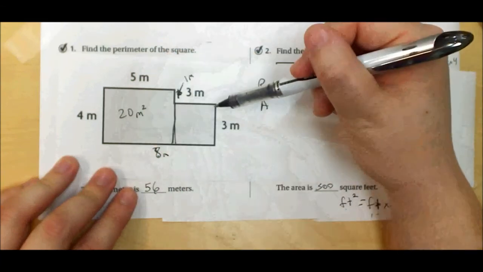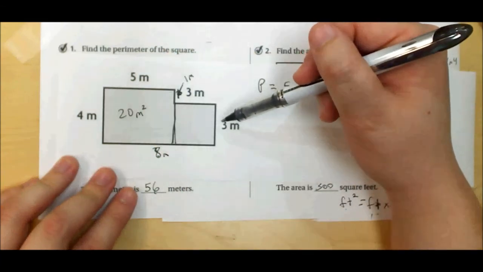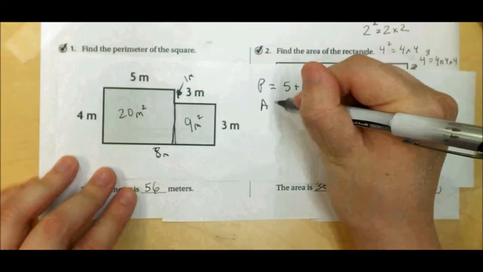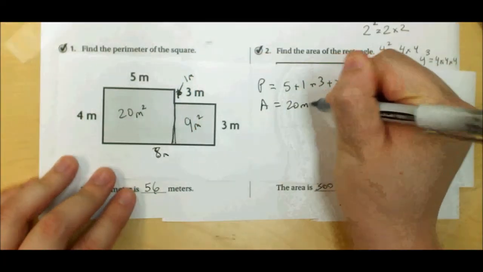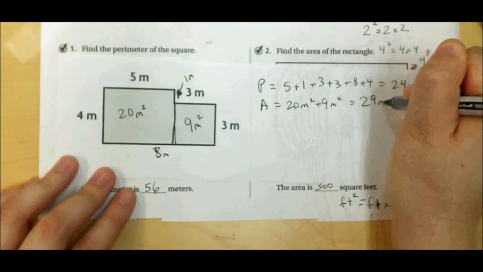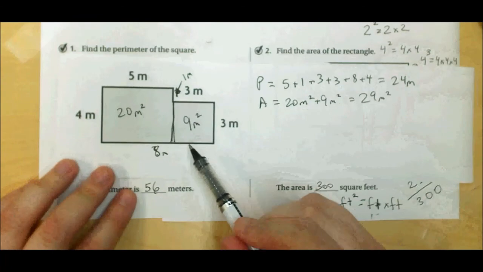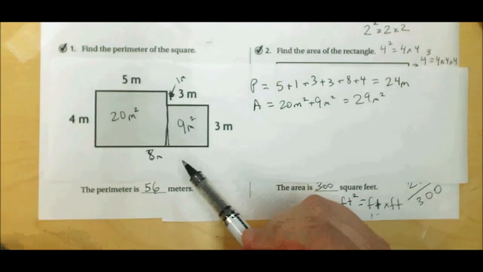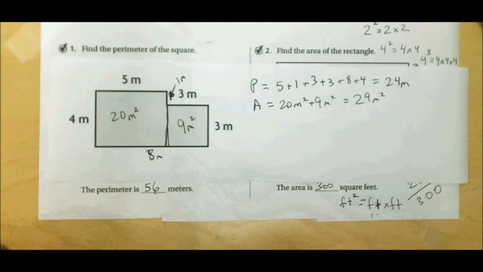Now this, width times length, is 3 times 3, that's 9. Meters times meters is meters squared. So the area is going to be 20 meters squared plus 9 meters squared equals 29 meters squared. So when you see this question on a standardized test, and you will, this is how you do it. If you cut it up into smaller pieces, super, super easy.